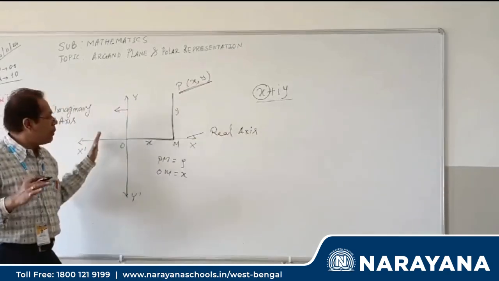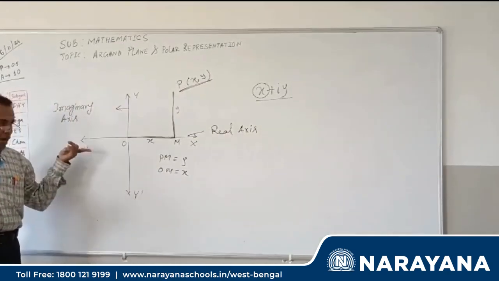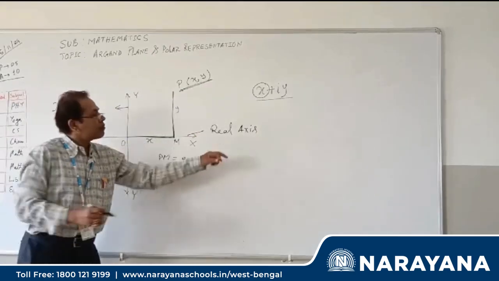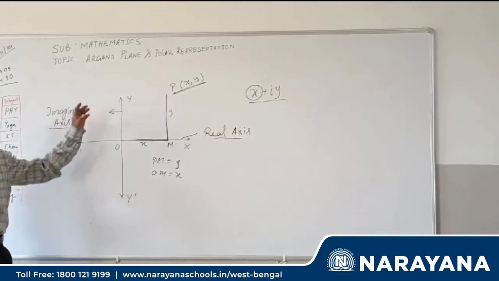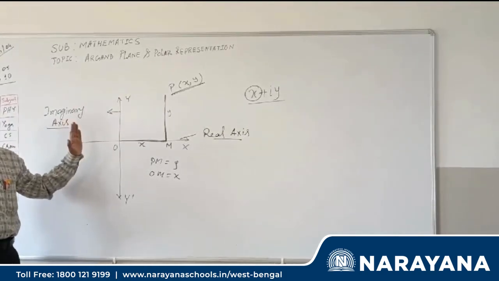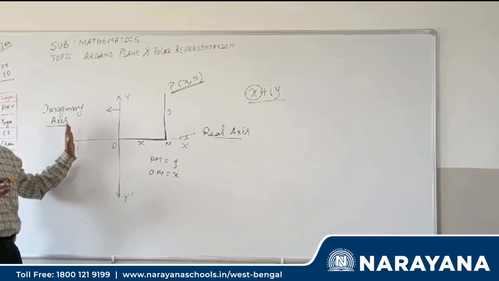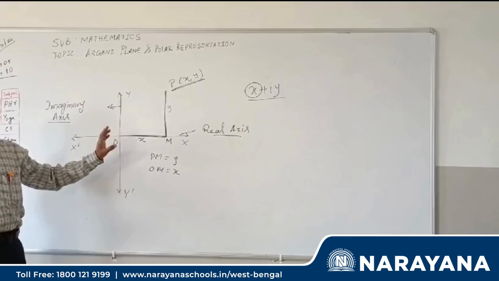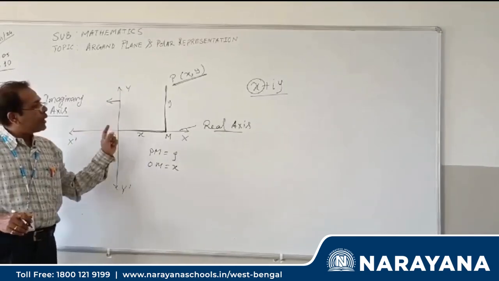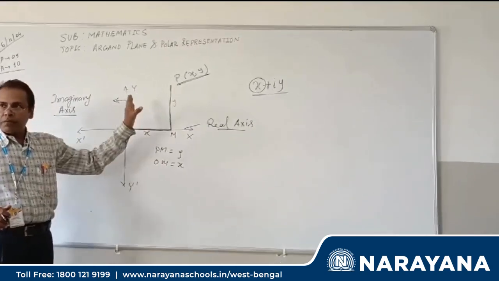So this way of representation, where we are comparing the x-axis as the real axis and the y-axis as the imaginary axis, this type of representation is called Argand representation or Argand diagram, and this plane is called the Argand plane. That means through the Argand plane we can represent any complex number.